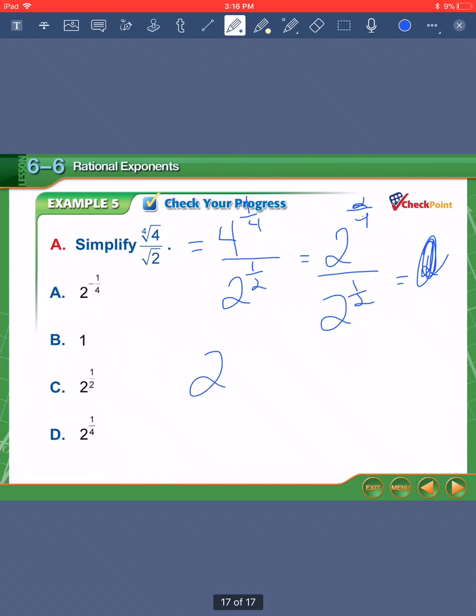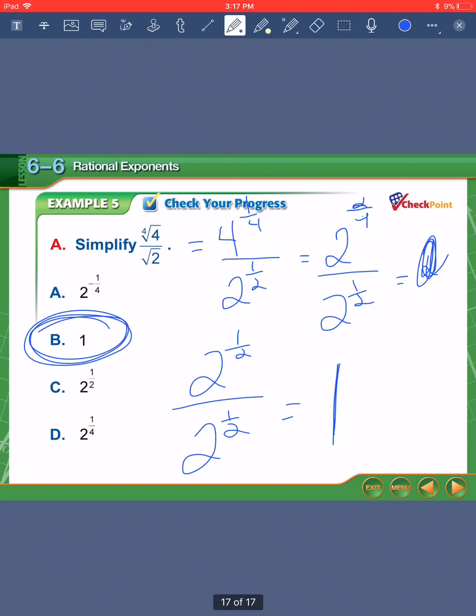Okay, 2 to the 1/2 power over, and the denominator is 2 to the 1/2 power. And 2 to the 1/2 power divided by 2 to the 1/2 power is just 1. So I get 1. And that is it for our rational exponents for now.